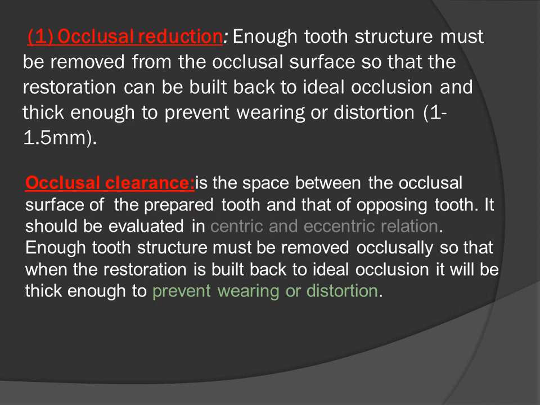And the occlusal clearance, I mean by the occlusal clearance is the space between the occlusal surface of the prepared tooth and the occlusal surface of the opposing tooth. It should be evaluated in centric and eccentric relation. And enough tooth structure must be removed occlusally so that when the restoration is built back to ideal occlusion, it will be thick enough to prevent wearing or distortion.